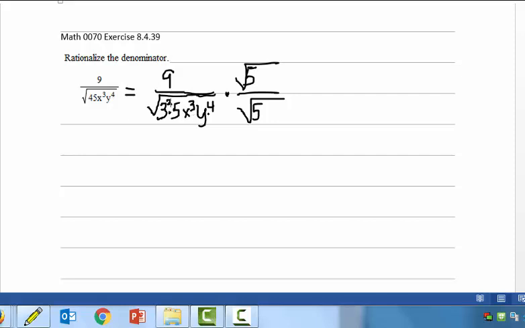I have y to the 4th, which is already a perfect square, so I don't need to do anything to that. But x cubed is not a perfect square. So if I multiply that by 1 more power of x, then I'll have an exponential that's a perfect square. Because remember, my exponentials are perfect squares if the powers on those exponentials are evenly divisible by 2. So in the numerator now I have 9 times the square root of 5x.